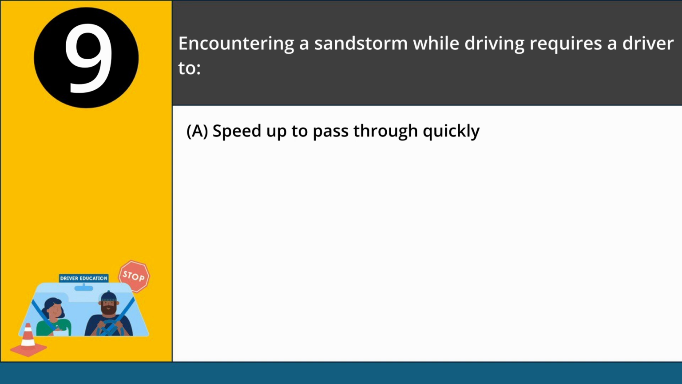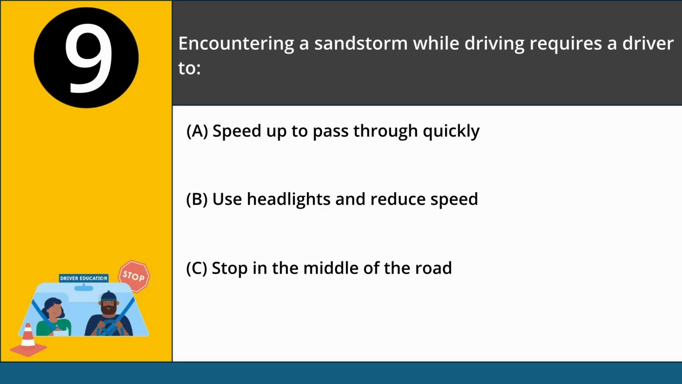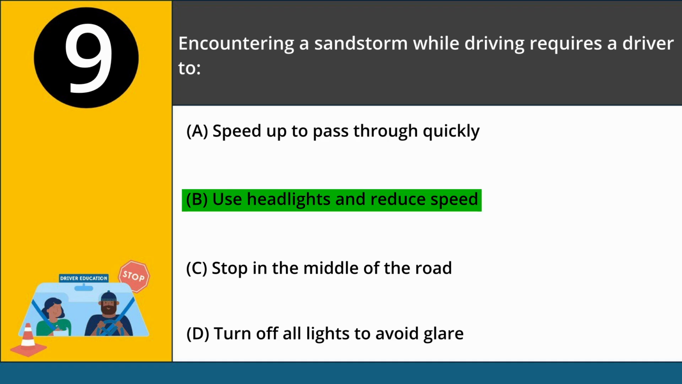Encountering a sandstorm while driving requires a driver to: A. Speed up to pass through quickly. B. Use headlights and reduce speed. C. Stop in the middle of the road. D. Turn off all lights to avoid glare. Answer: B. Sandstorms reduce visibility, making careful driving essential.